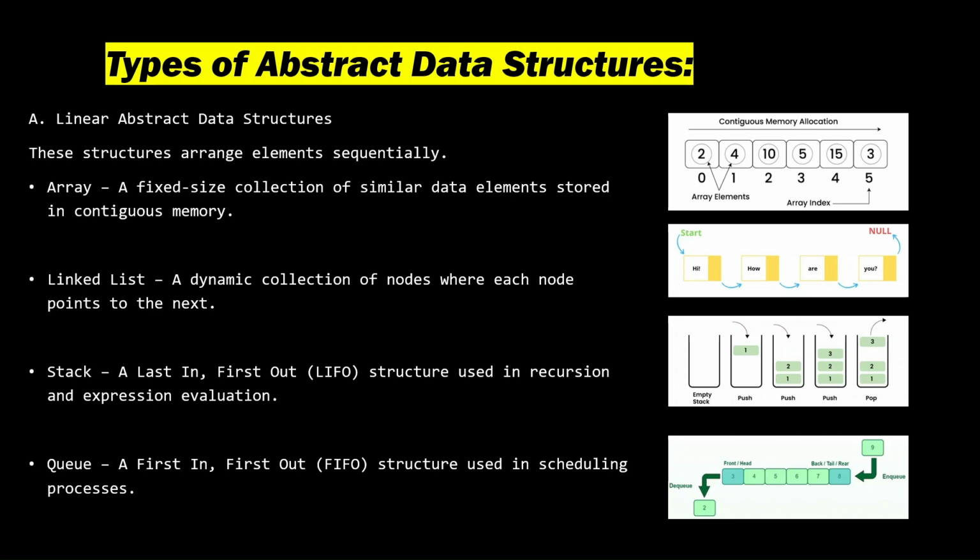These structures arrange elements sequentially. For example, array, a fixed size collection of similar data elements stored in contiguous memory. A linked list, a dynamic collection of nodes where each node points to the next. Stack, a last in, first out structure used in recursion and expression evaluation. Queue, a first in, first out structure used in scheduling processes.